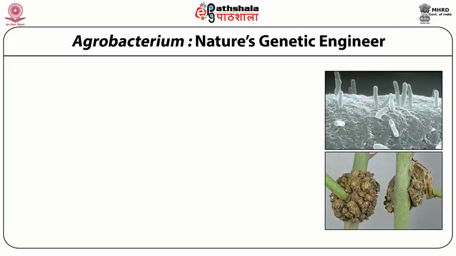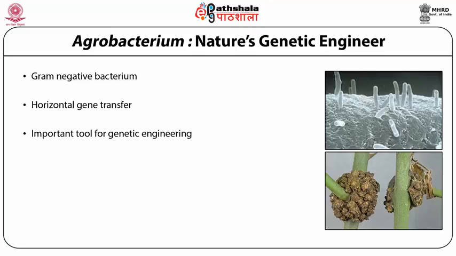Agrobacterium is nature's genetic engineer. This is a gram-negative bacterium which is able to transfer bacterial DNA, which is called the tDNA, into the host plant. Normally, the host plants in nature are dicots. And this formed an important tool in the hands of scientists to develop a methodology for genetic engineering of plants.